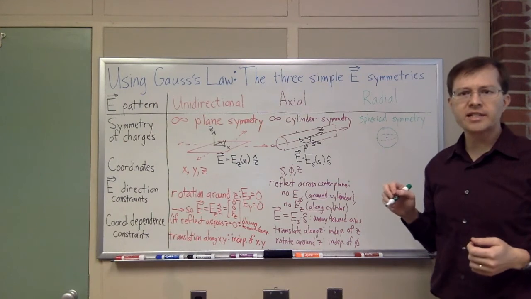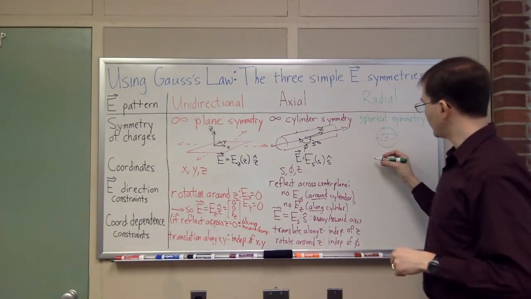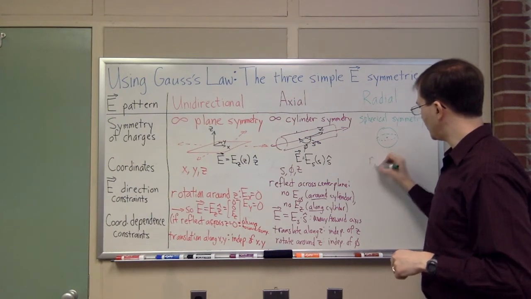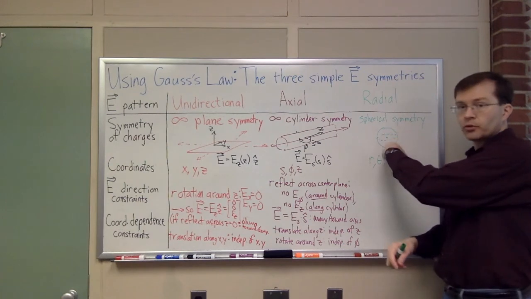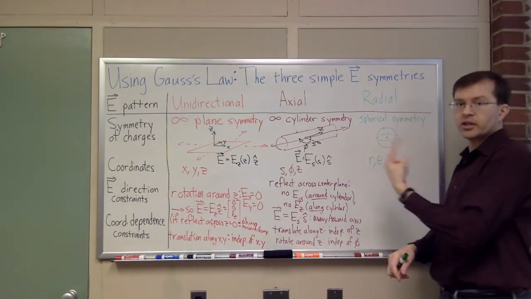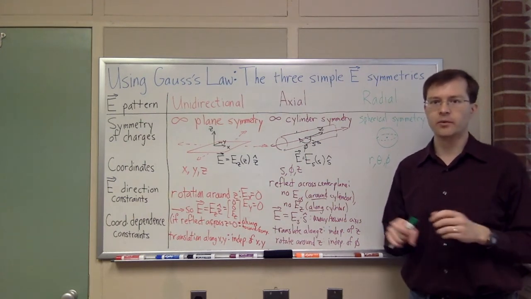The natural coordinates to use for talking about spherical symmetry are spherical coordinates. Spherical coordinates r, theta, and phi, where theta is the angle down from the North Pole and phi is the angle around the equator. That's the physicist convention for spherical coordinates. We're going to stick with it.